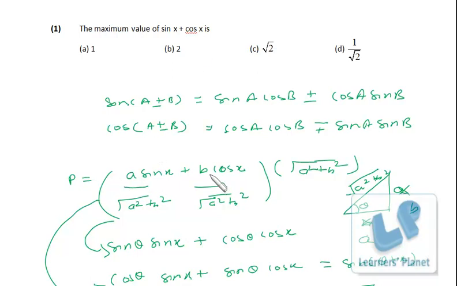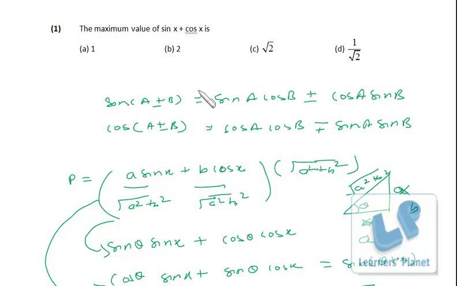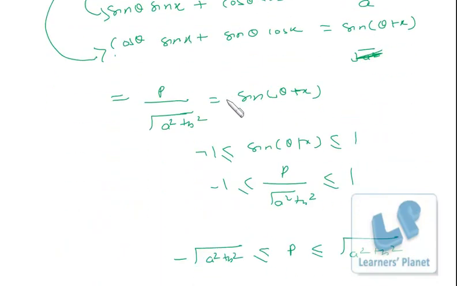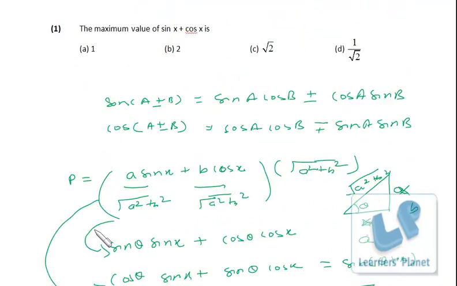Over here a and b are nothing but 1, right? So here instead of a and b you just put 1. So p is greater than or equal to minus root 2 and less than or equal to root 2, right? So the maximum value of p is nothing but root 2. Okay, and if you are asked the minimum value, then that will be minus root 2.